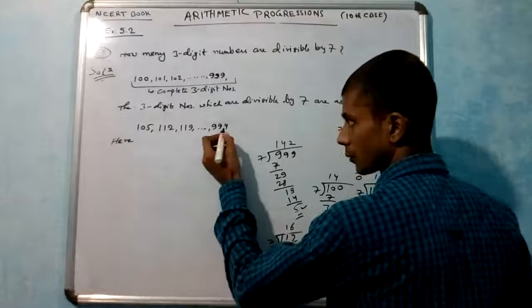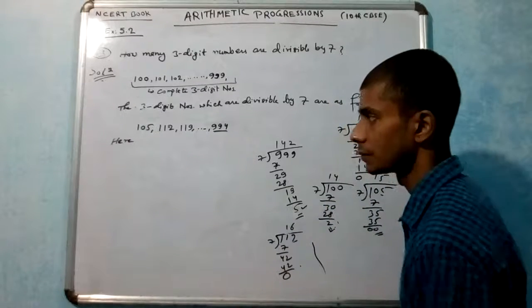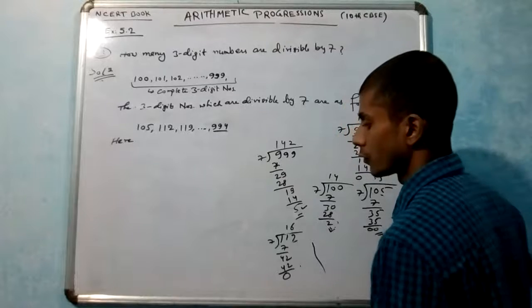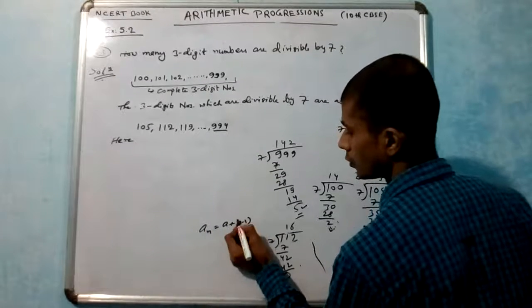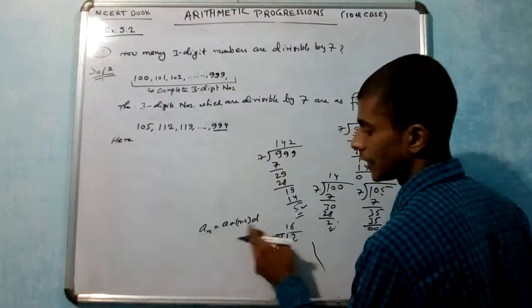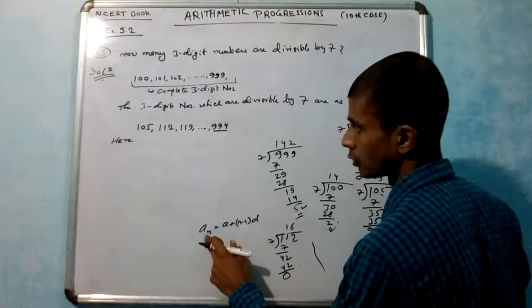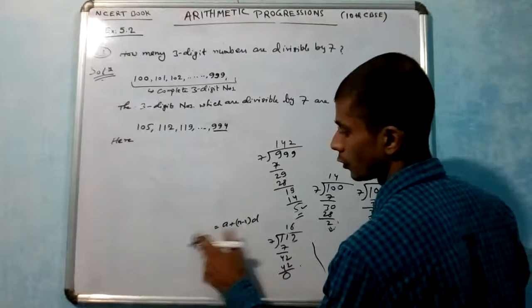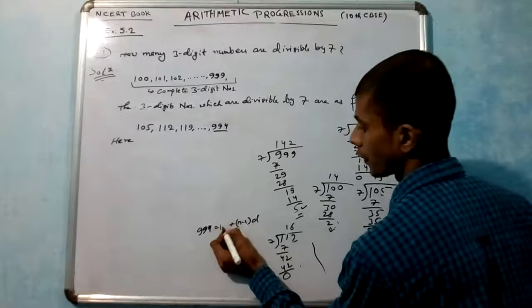We have solved such type of questions in the last class. No? We will assume the last term as the nth term. Let that be the nth term. Then we will get an is equal to what? a plus n minus 1 into d. And a and d values are known, and an value is also known. It will be 994, and this a is also known, 105.